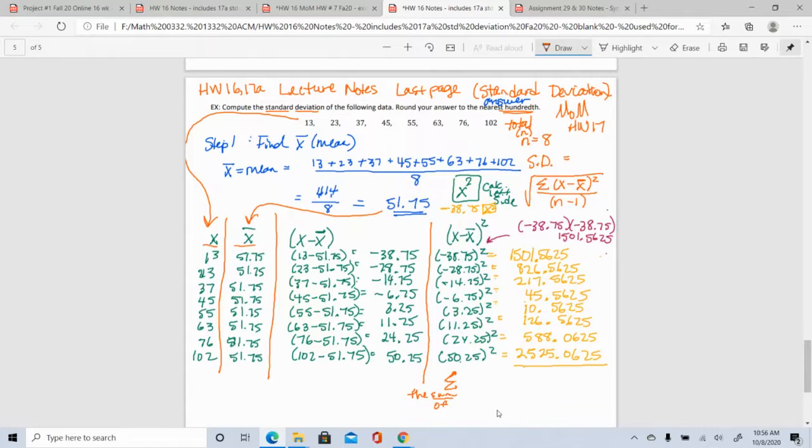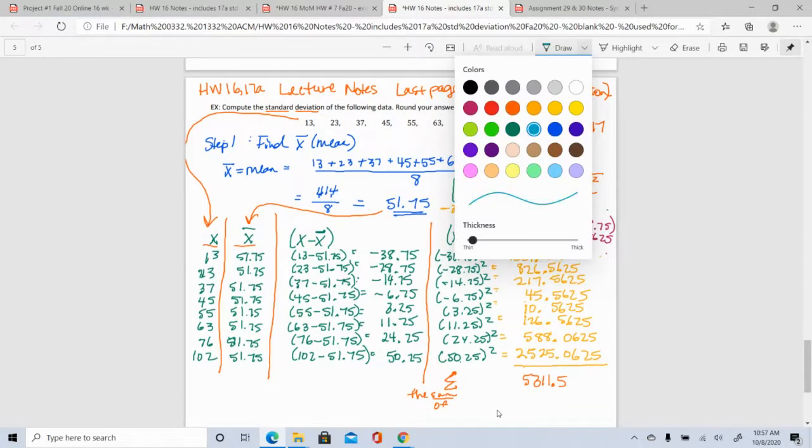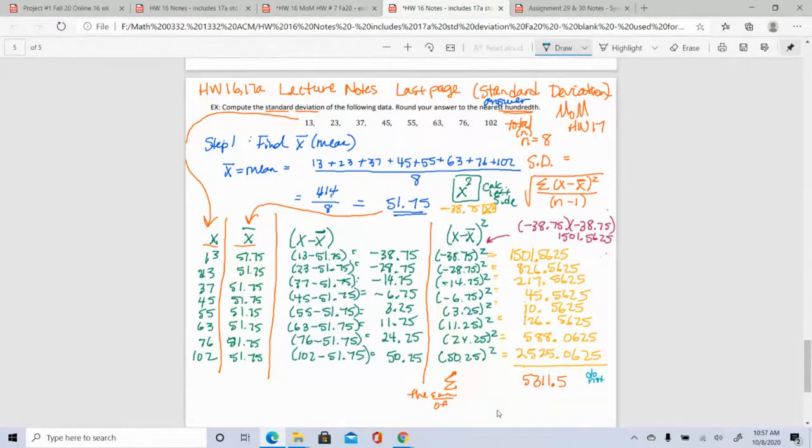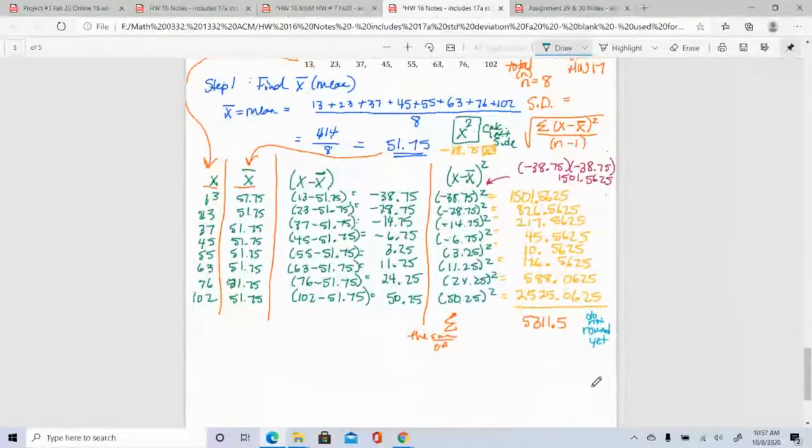If I add these on my calculator, and I would do this a couple of times just to check, I'm getting 5,311.5. Now, I would not round here. That one probably just came out that way. Do not round yet. We're going to round at the end, okay? That will help you when you get to these problems.